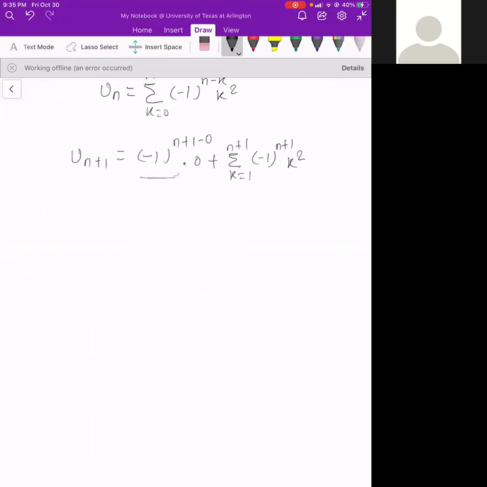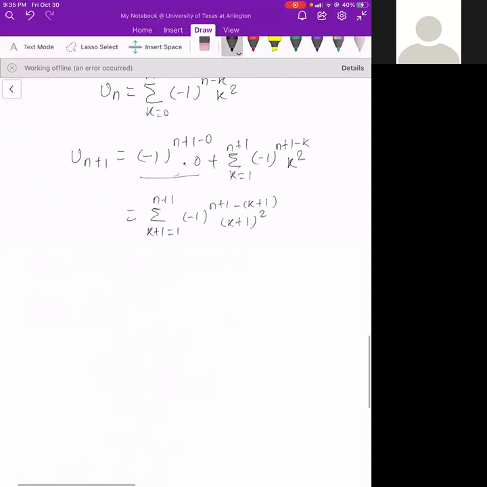Now this whole first thing is going to turn out to be 0, so all I have to worry about is this, and I can also write this as k plus 1 equals 1 to n plus 1 minus 1. I forgot this minus k over here, sorry about that. That will basically be n plus 1 minus k plus 1, and the k over here is going to turn out to be k plus 1 squared.